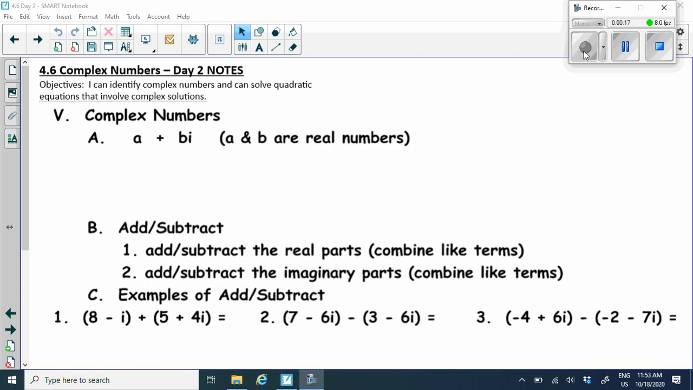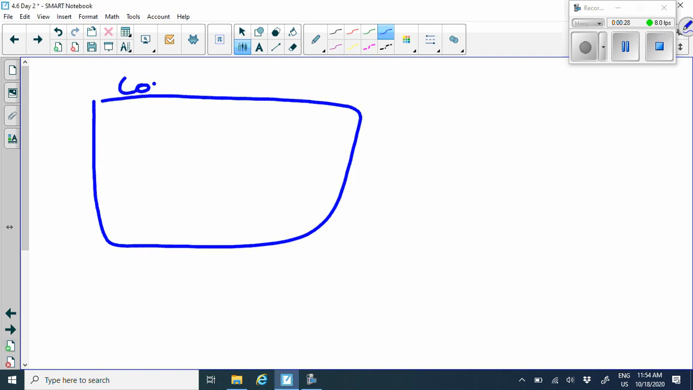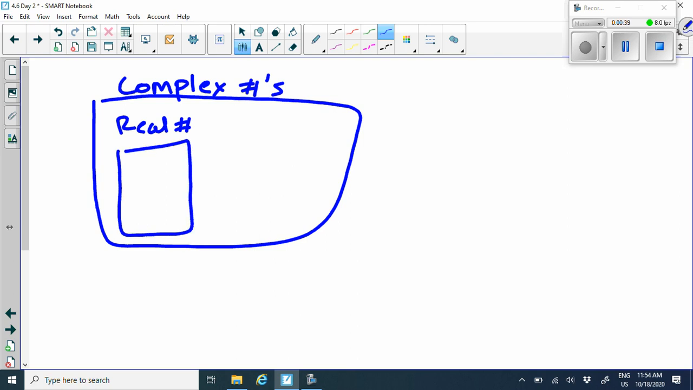So what are complex numbers? Well, basically they are all numbers in the entire world, okay? So we have our big complex numbers that involves every single number in the entire world. And then we talk about real numbers. So real numbers are a part of complex numbers.